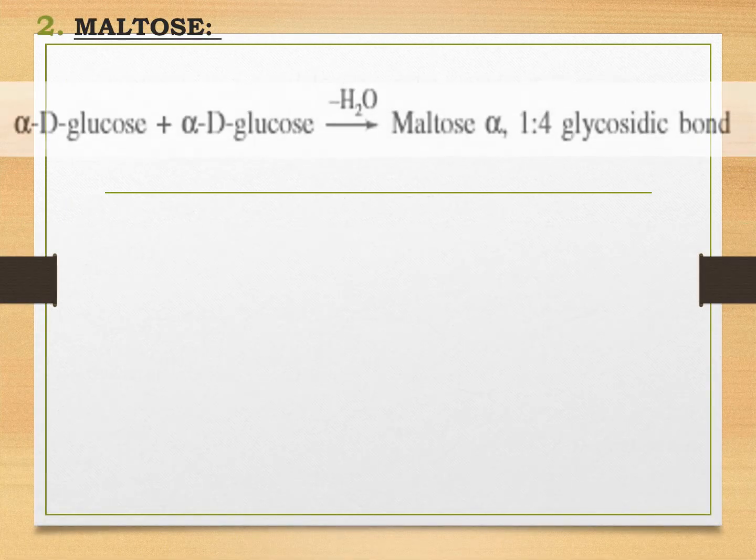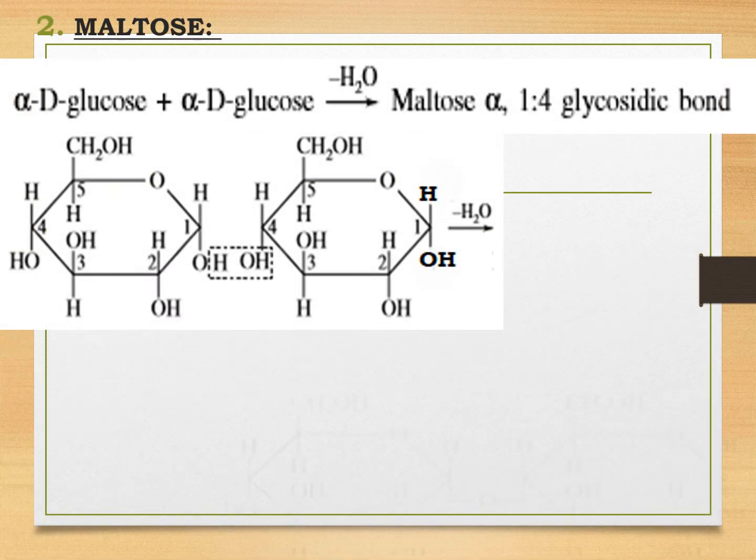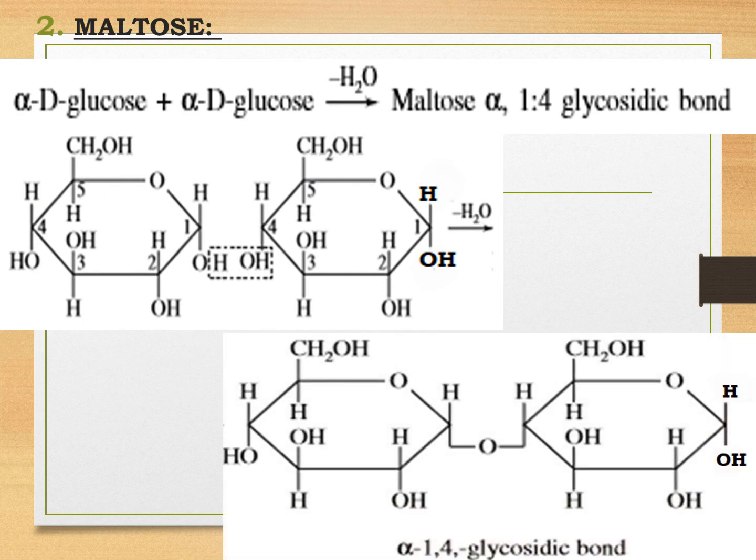Maltose is a disaccharide that is made up of two units of D glucose. Now students, in sucrose we used glucose and fructose, whereas in maltose we will be using two units of glucose. Let us understand how exactly maltose is formed. When the C1 carbon of one alpha D glucose is linked to the C4 carbon of another alpha D glucose, it leads to the formation of maltose.